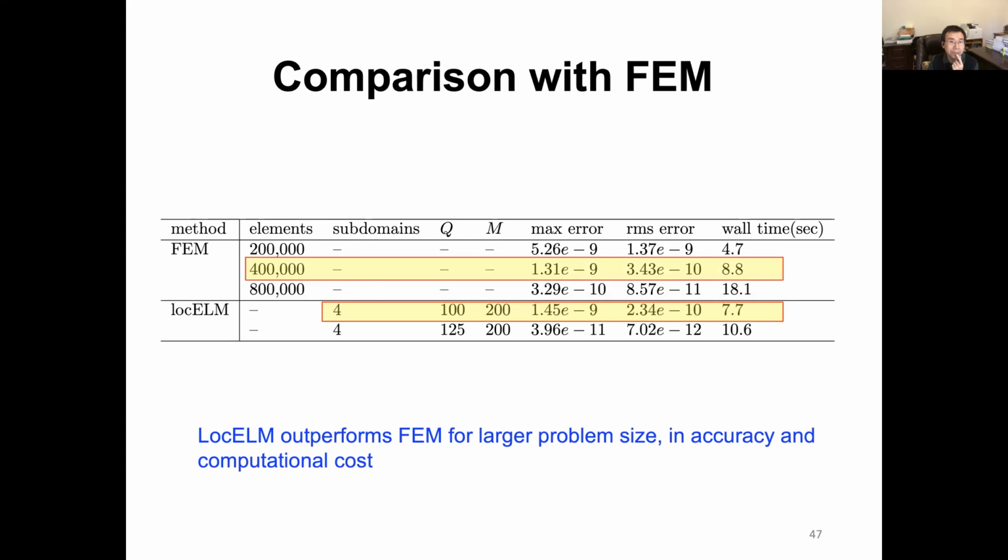I have this comparison with the FEM. So for FEM, the number of elements, the error level, the wall time, and local ELM. If you compare these two highlighted cases, they are similar. But when you increase the problem size, the local ELM becomes better than the FEM.